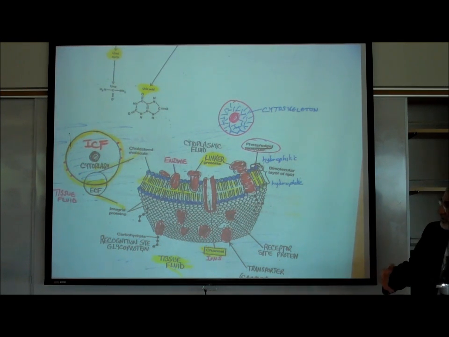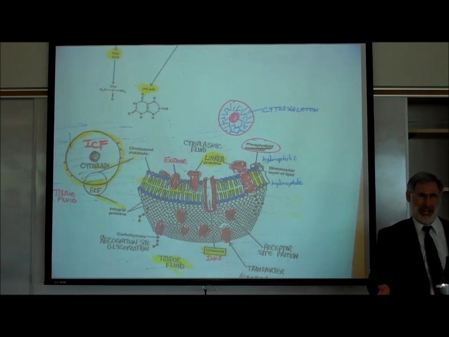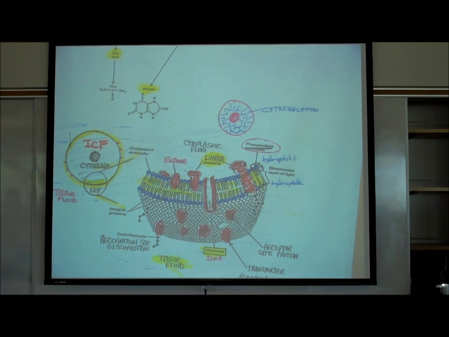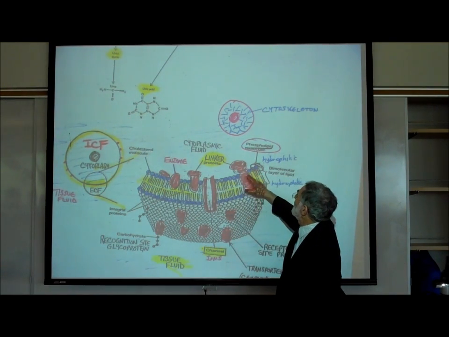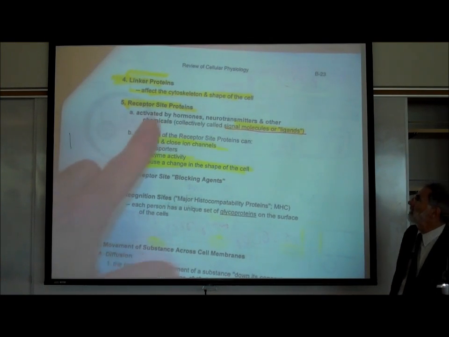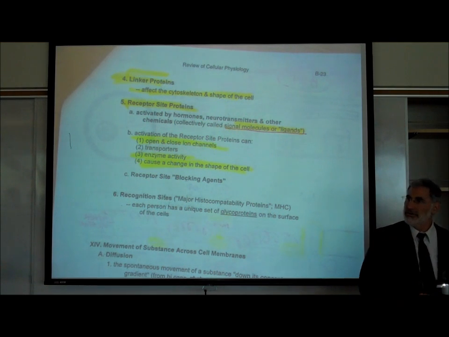So the way that certain cells are able to change shape, you'd say, like which cells change shape? White blood cells. White blood cells kind of crawl around the body like an amoeba, right? They exhibit cytoplasmic streaming. And the way they're able to move and change shape involves these linker proteins and movement of the cytoskeleton protein. Okay, and so on B23, we wrote linker proteins affect the cytoskeleton and shape of the cell.